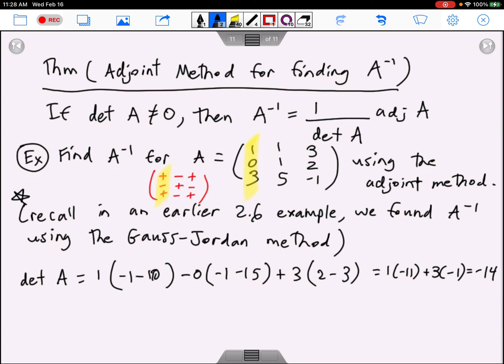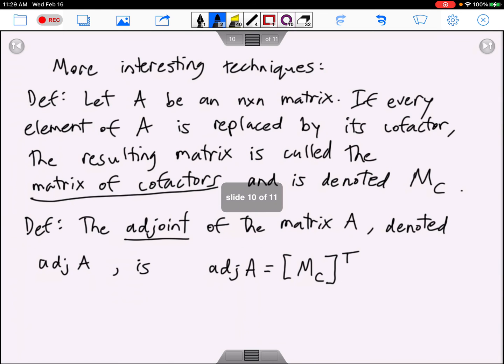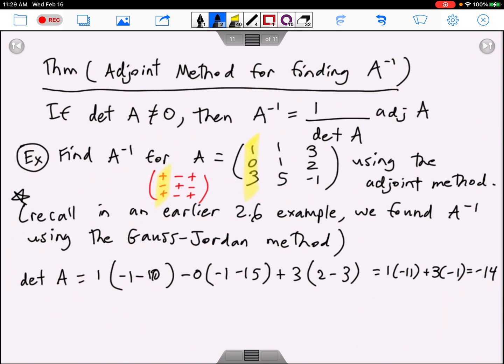Okay, so we have the determinant of A, right? That's part of the formula that we need. But now we need to find the adjoint of A. So let me remind you of the definition of the adjoint of A. The adjoint of A is the matrix of cofactors transpose. So we're going to start by finding the matrix of cofactors, which means we have to find every single cofactor of the matrix.